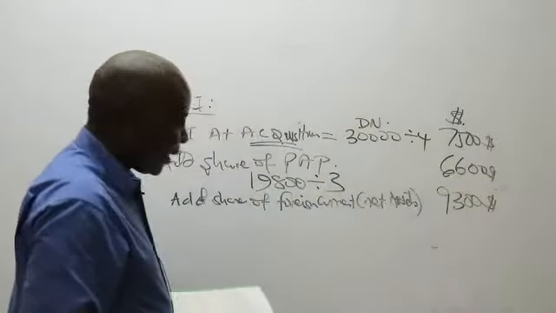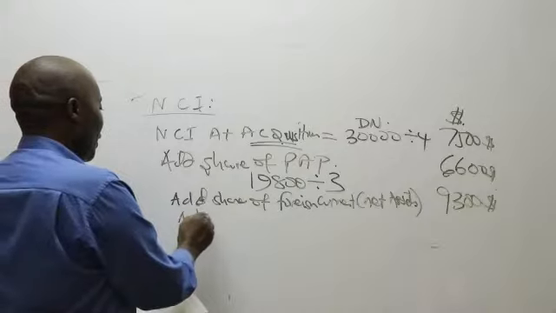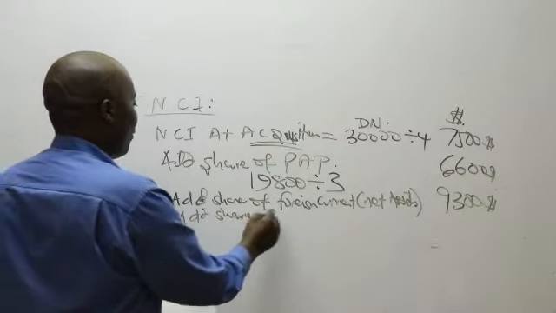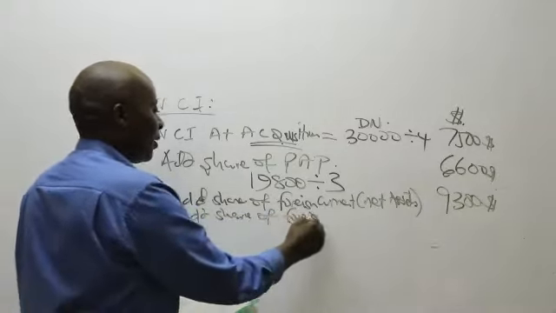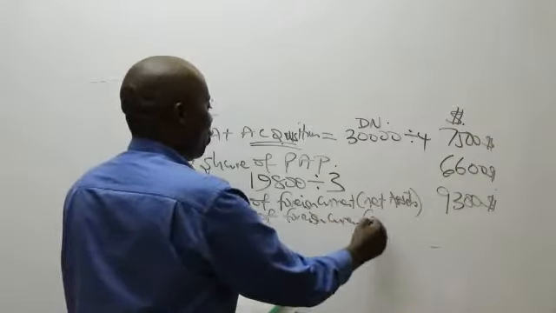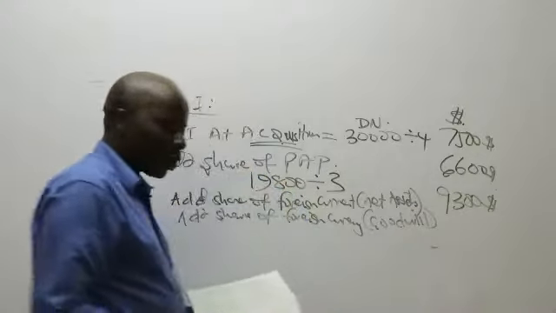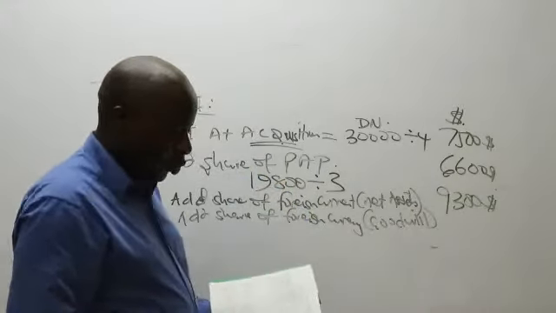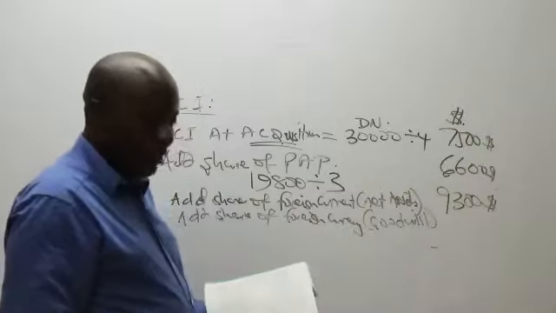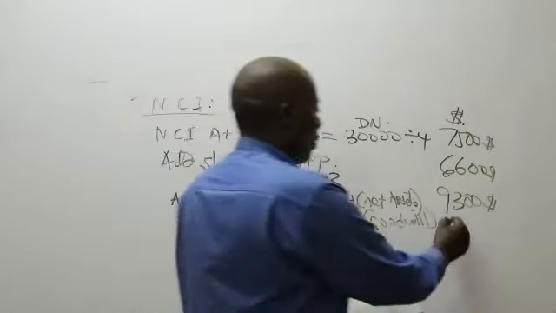All right. And then we have here, lastly, add share of foreign currency goodwill. How much? For goodwill, how much? 15,500.